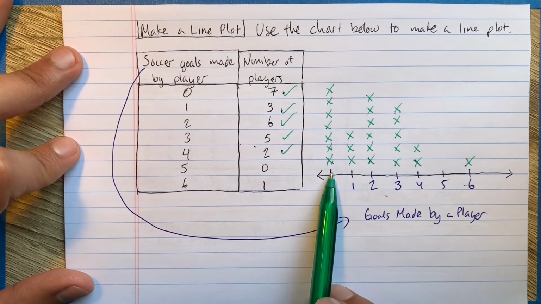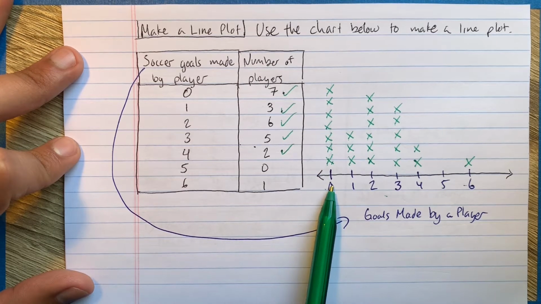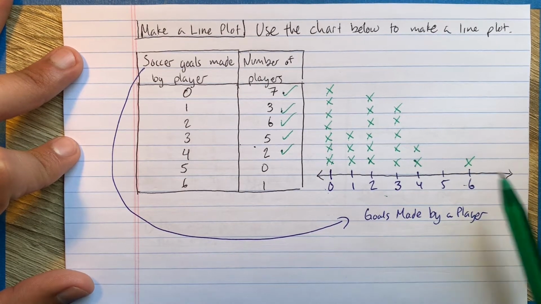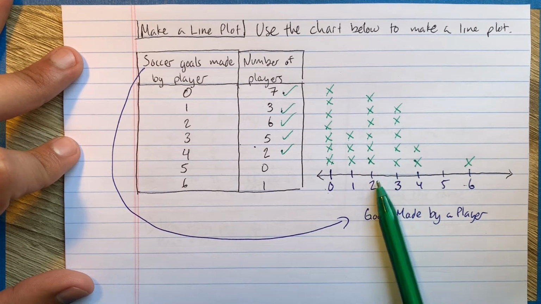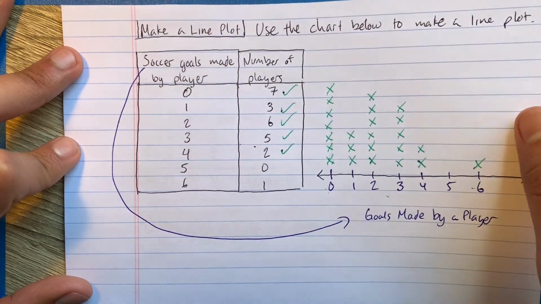Again, this is really nice because it's really easy now to see that the most number of players didn't actually score any points. 1 lucky player scored 6 points, or 1 really good player scored 6 points, and actually quite a few people scored between 2 and 3. So that's the first skill, is just making a line plot.